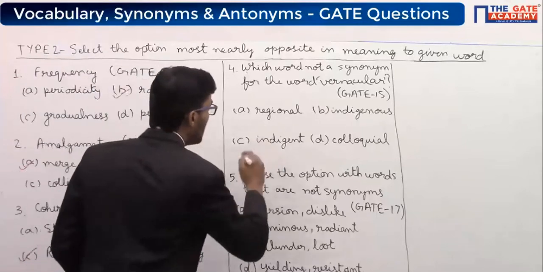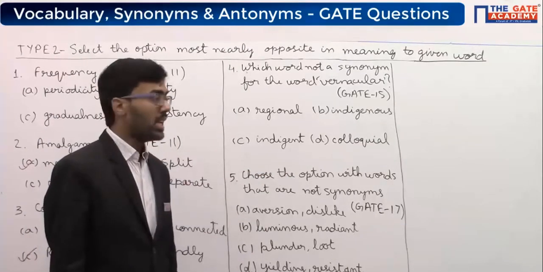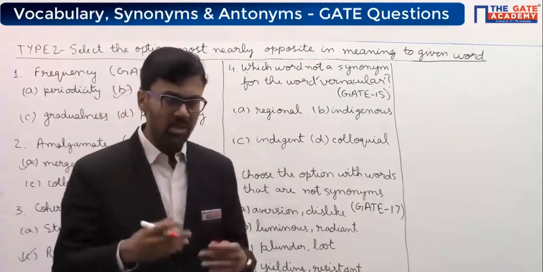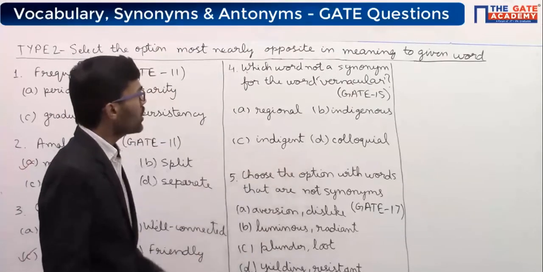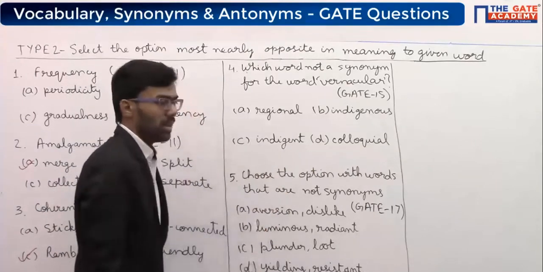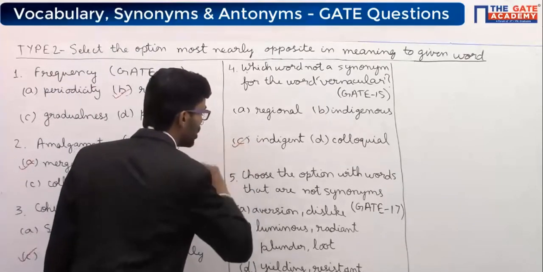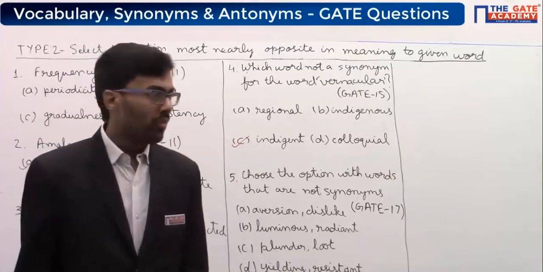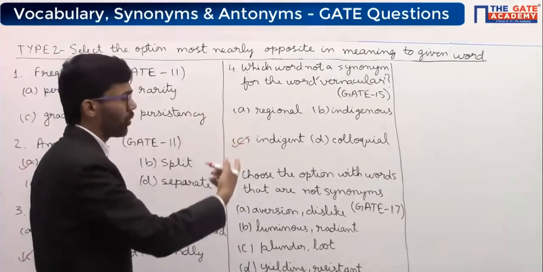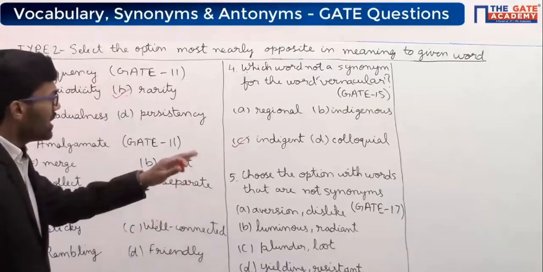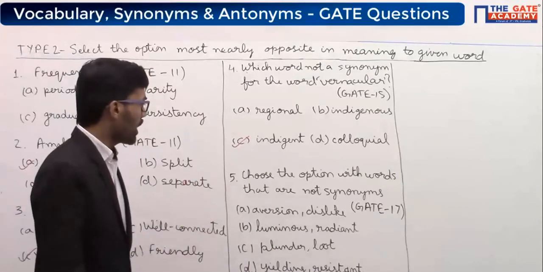Now the word indigent actually means poor. Indigent means any person or group of people who are very poor, who do not have enough financial resources. As you can see, the only word that is not even remotely related to the word vernacular is indigent, because indigent directly means poor, whereas all the other three words are related to part of a region, a community or a language. Now we come to the next question, question number 5.